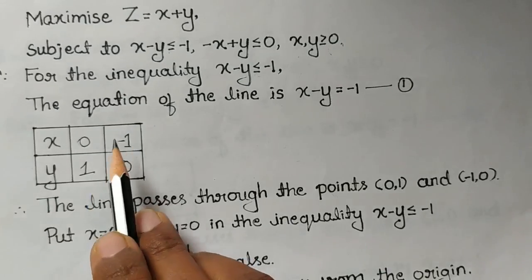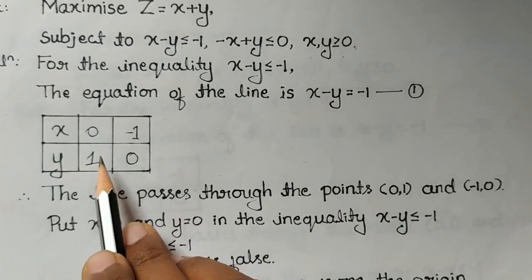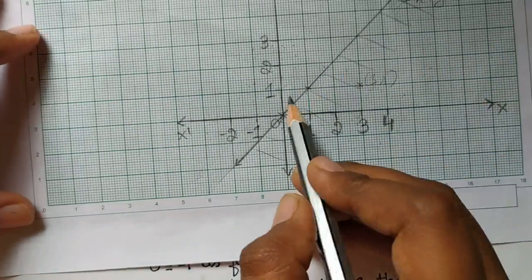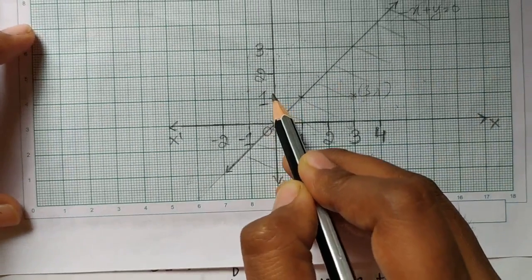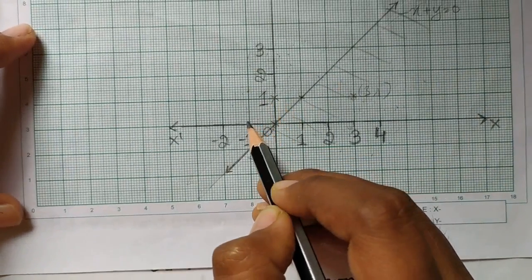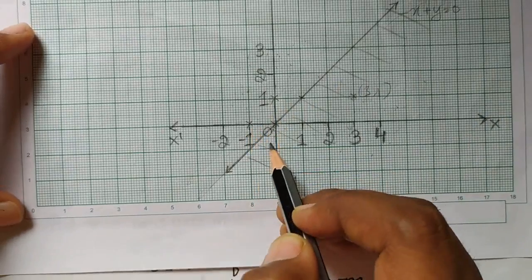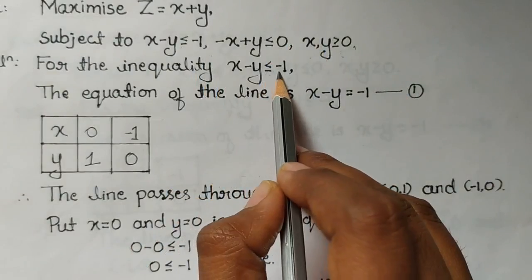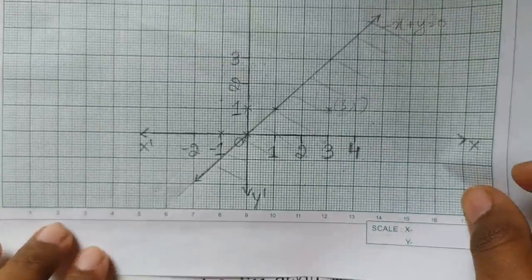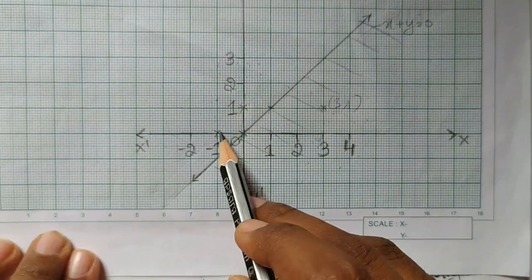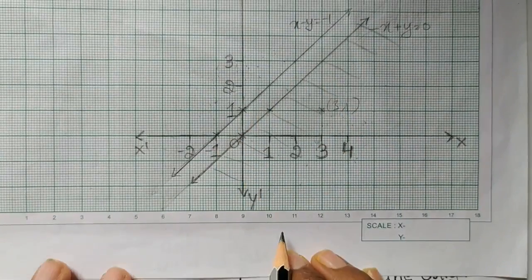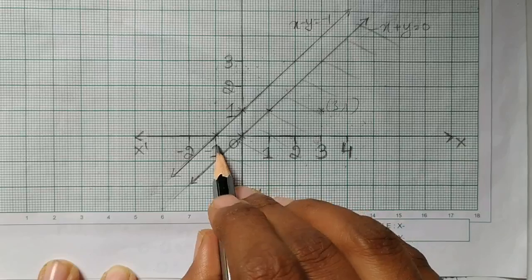The points on the line are 0, 1 and minus 1, 0. X is 0 and y is 1, so 0, 1. Another point is minus 1, 0. The inequality contains the equality sign also, so I draw a solid line passing through these points. This is the line and I have written its equation.